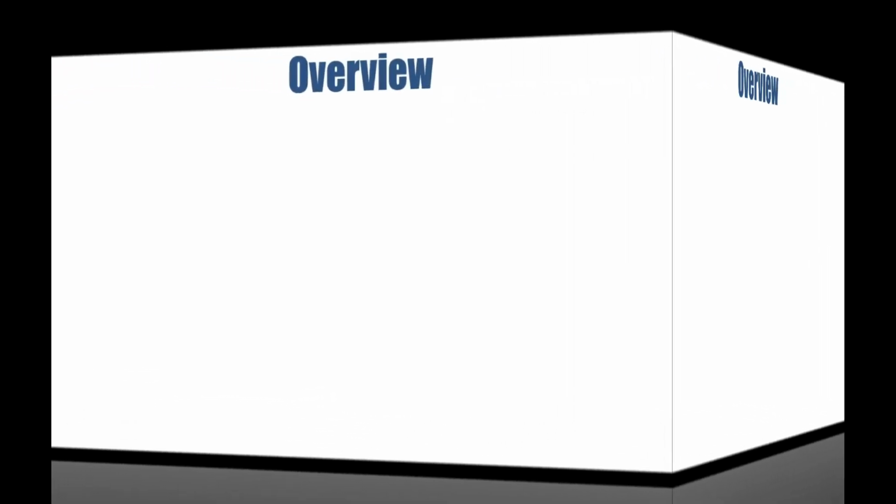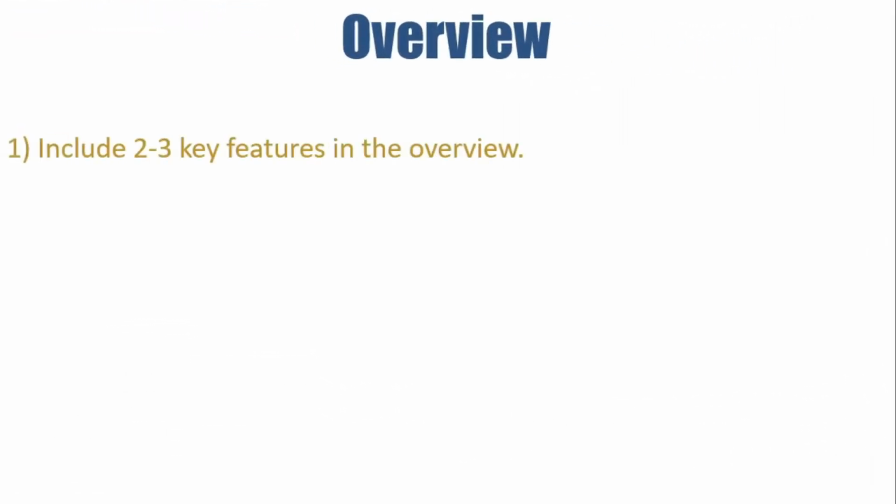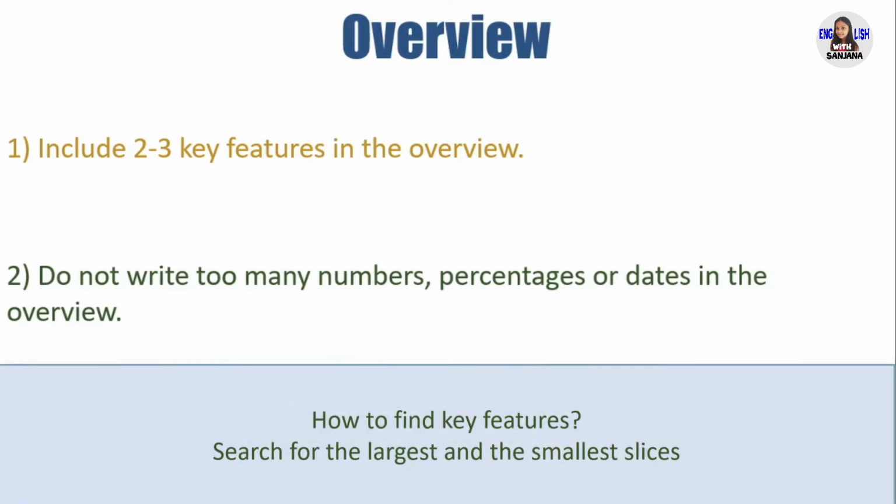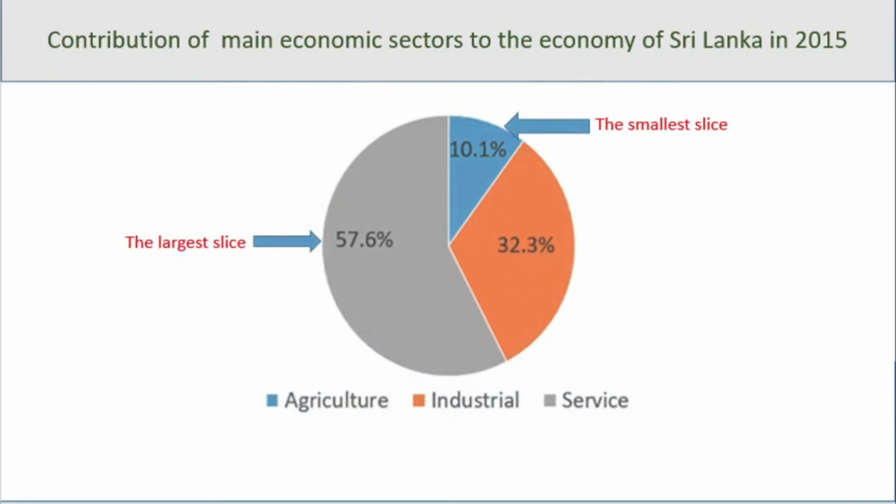Now let's look at the overview. Include 2 or 3 key features in the overview. Do not write too many numbers, percentages or dates in the overview. Now I am going to tell you how to find the key features. Search for the largest and the smallest slices. Let's look at this example here. The largest slice represents the service sector at 57.6% and the smallest slice shows agricultural sector at 10.1%.